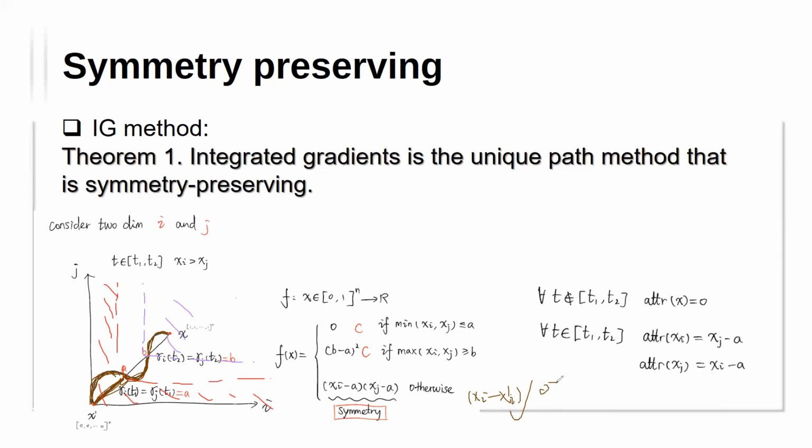And we have a gradient here. But if the gradient is different, then the output should be different. Minus xj. So this is one example to say that the integral gradient on the other path is not symmetry preserving. Let me digest a little bit here.